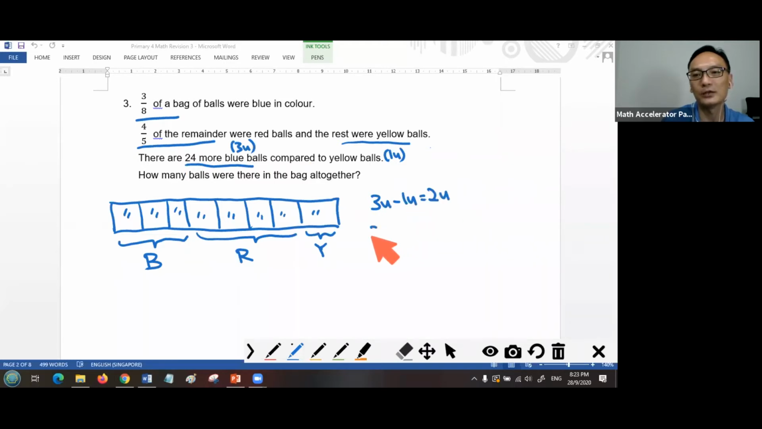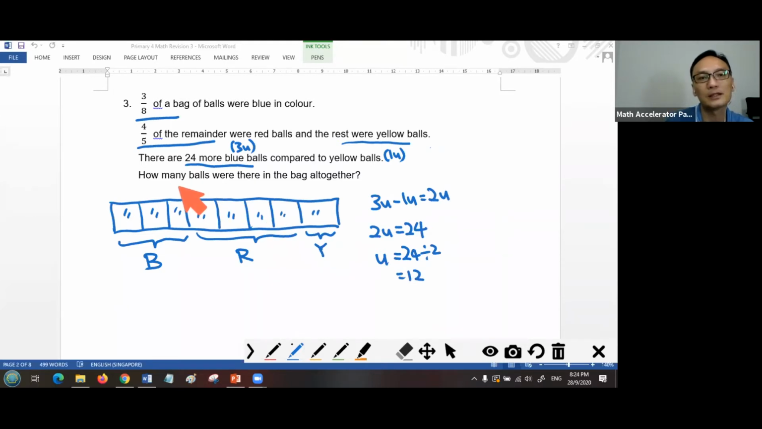And what is the value of these 2 units? Can you help me? Right, these 2 units equal, thank you Douglas, Amber, and Kaisian, 24. How about 1 unit? What's the value of the 1 unit? So you take 24, divide by 2, and we get 12.